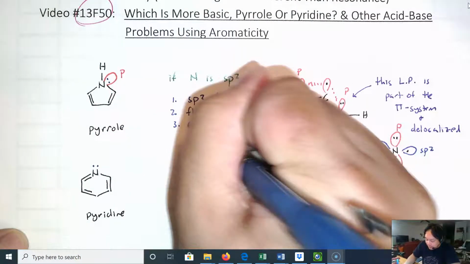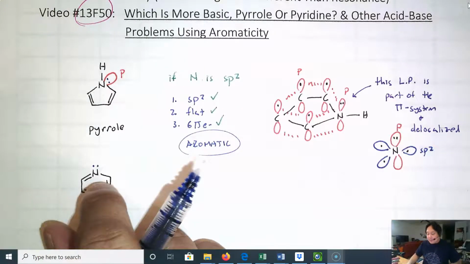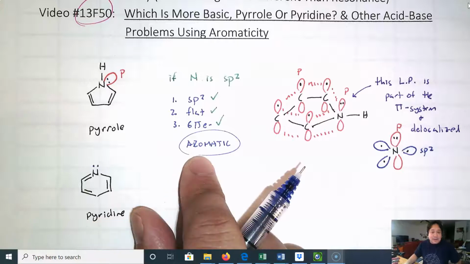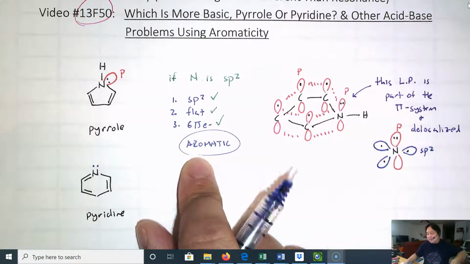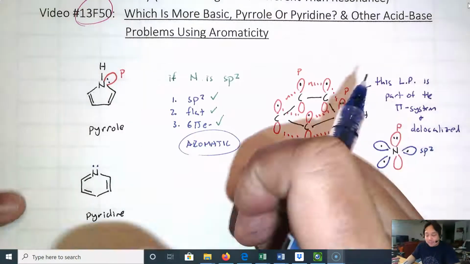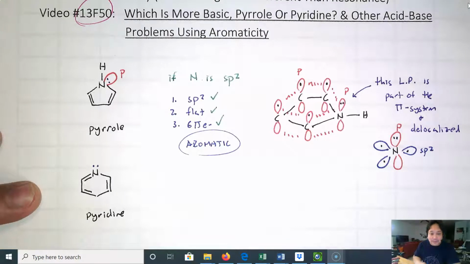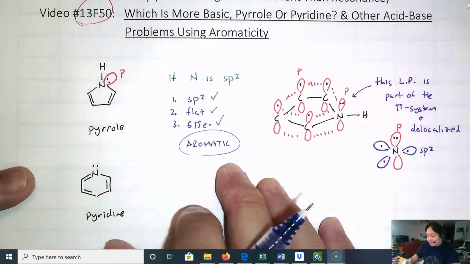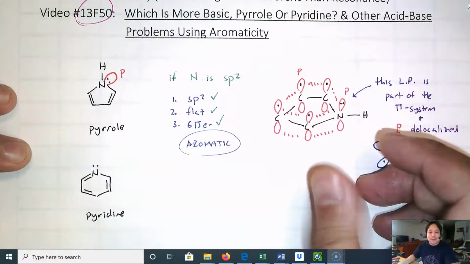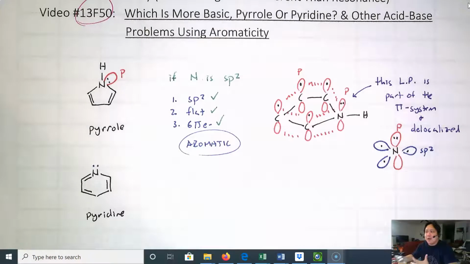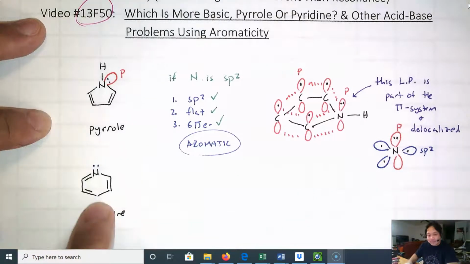And that's why this nitrogen, you have to assume that it is sp2 hybridized, because the molecule wants to be aromatic. It's more stable when it is aromatic. Where the stability comes from, again, that was covered in a previous video, so we're not going to worry about that. Okay, pyrrole is aromatic. So what? How does that help us in deciding whether it's more or less basic than pyridine?